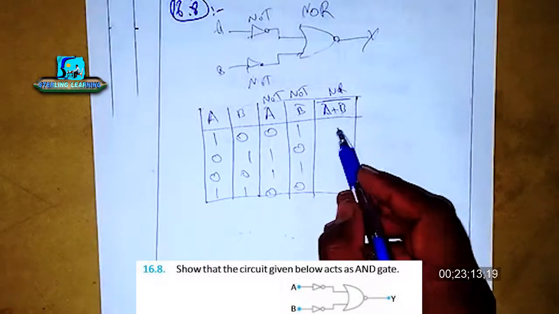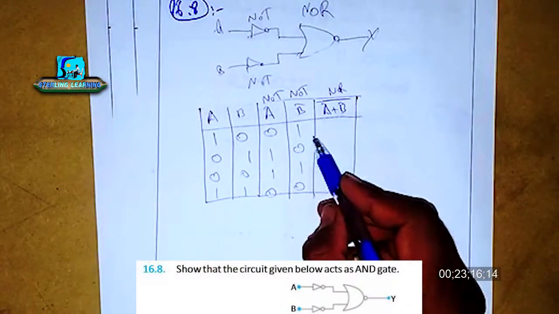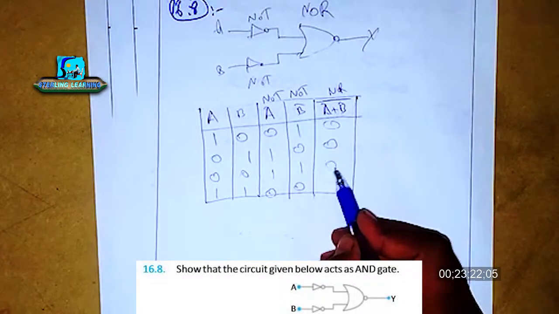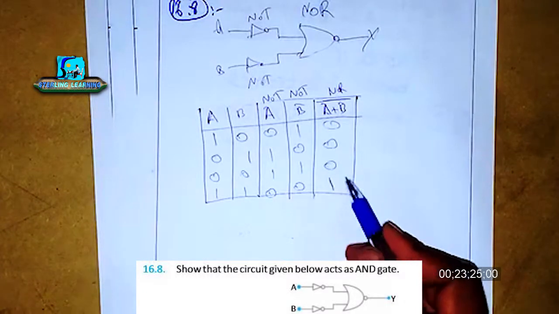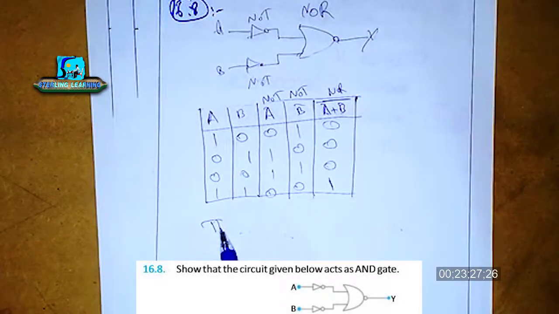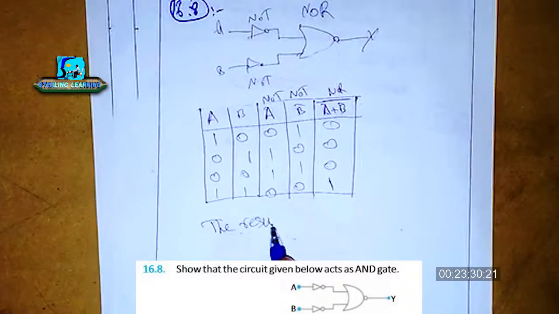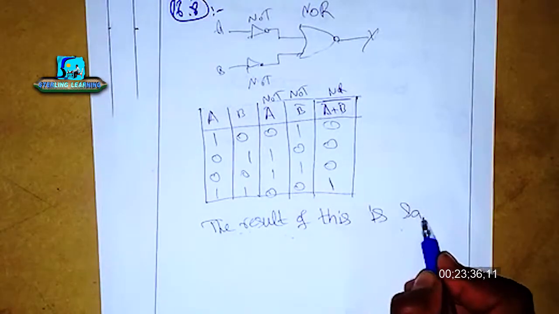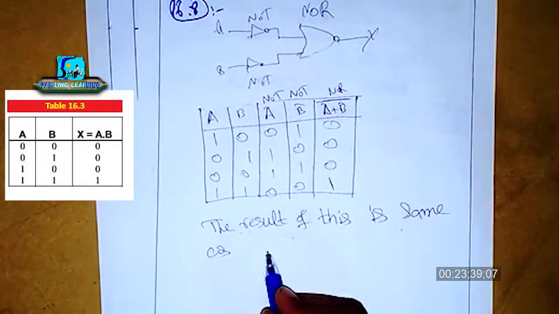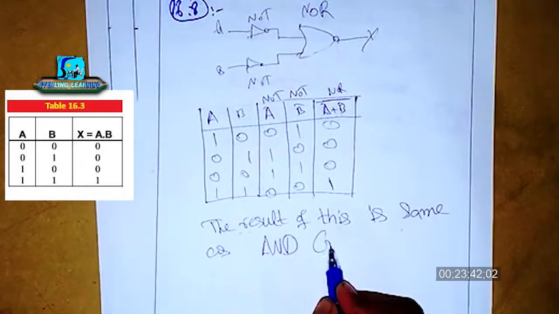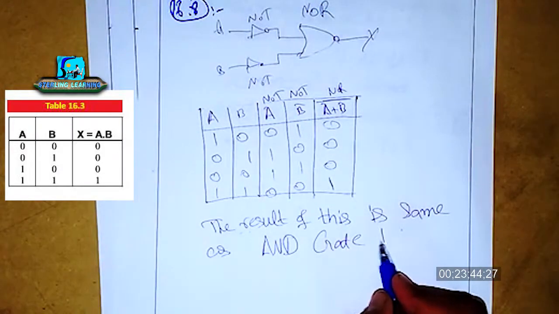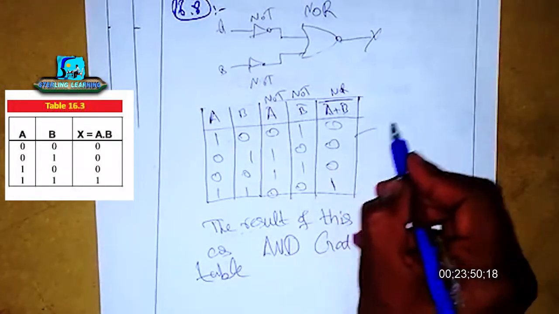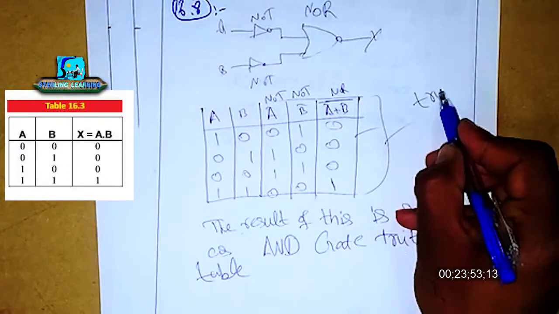So A bar B bar plus gives 0 0 0 1. The result of this is the same as the AND gate truth table. This is called the truth table.